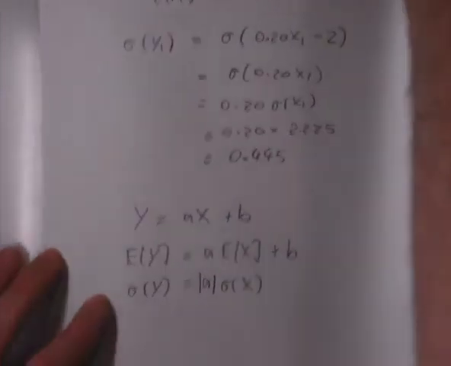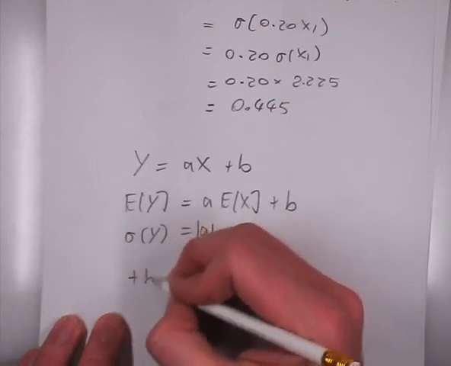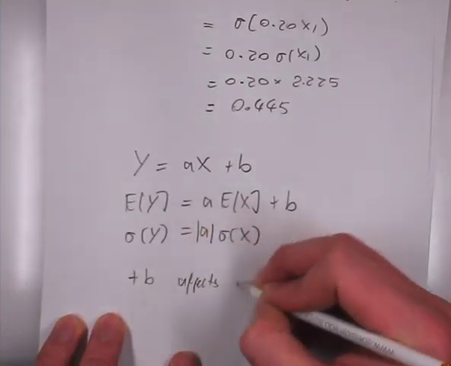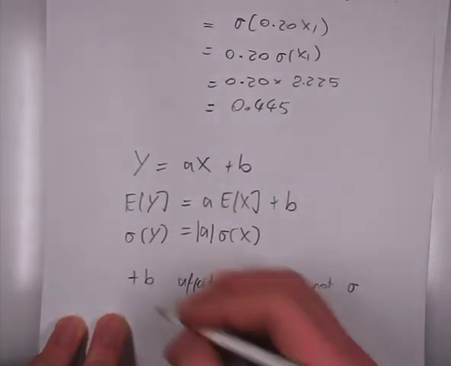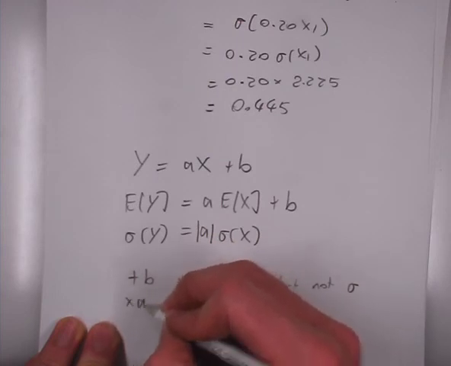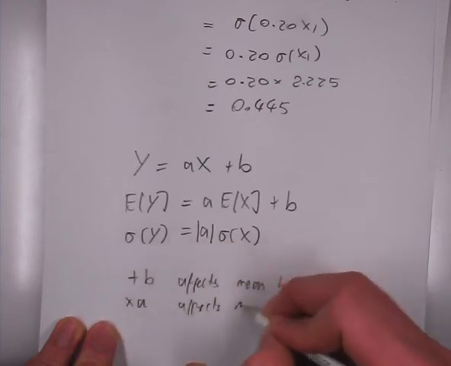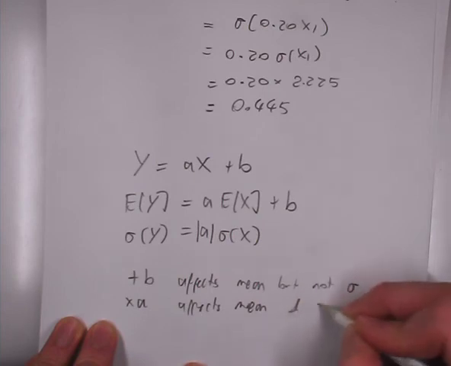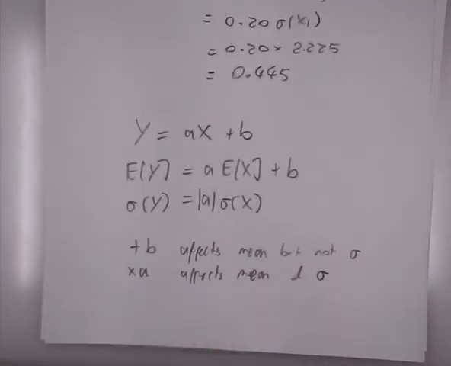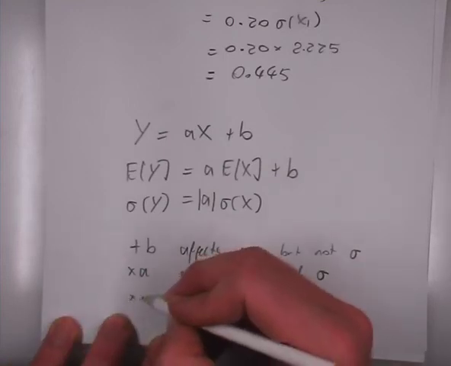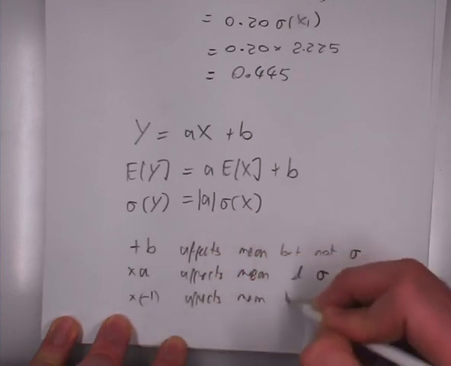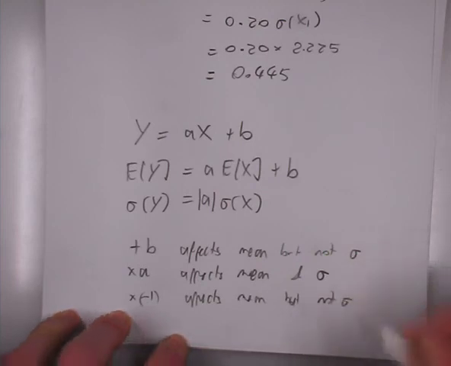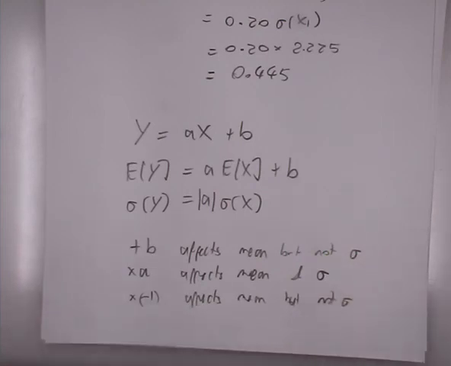So basically what this means is that plussing a constant affects the mean but not the standard deviation. Timesing by a constant affects the mean and it also affects the standard deviation. But if you times by a negative constant, then that doesn't do anything either. So timesing by a minus affects the mean but not the sigma. So just so that you can have a handle on what's going on.